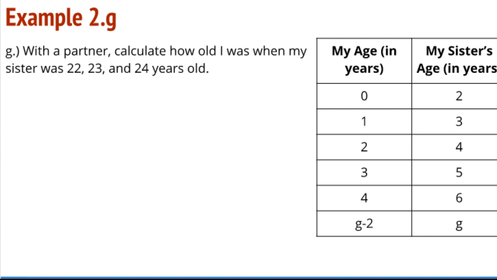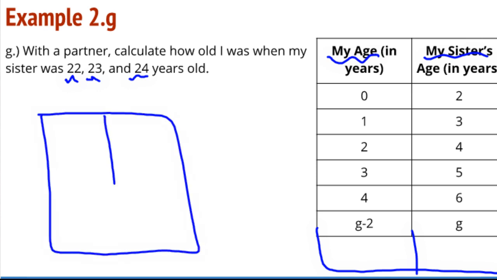All right, so with a partner, take a moment and calculate how old the narrator was when the sister was 22, 23, and 24 years old. Now, in an ideal situation, you'd be able to add this information to the bottom of your table. I didn't leave myself quite enough room here, so I am going to quickly construct a little table. I've got the sister and the narrator, and I know that the sister is going to be the variable g, and the narrator is g minus 2.